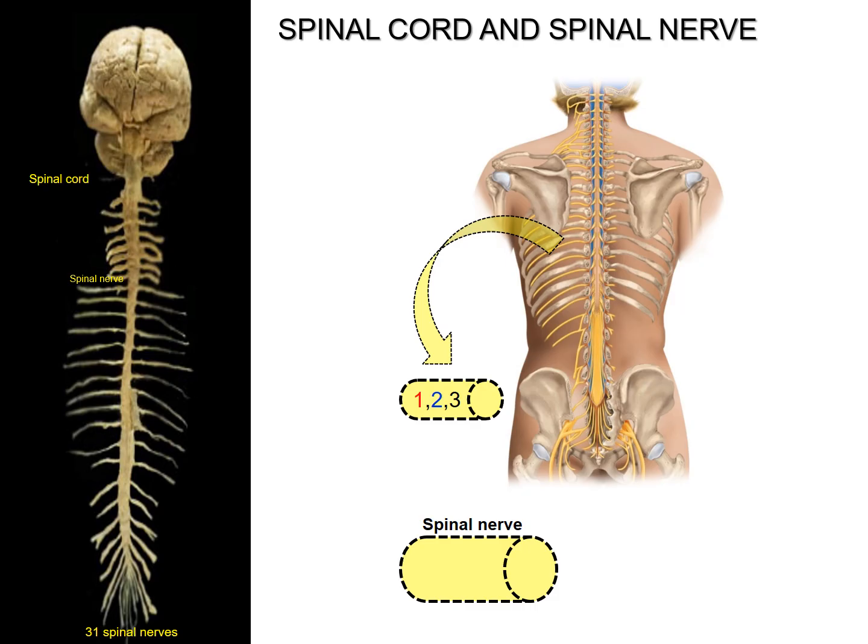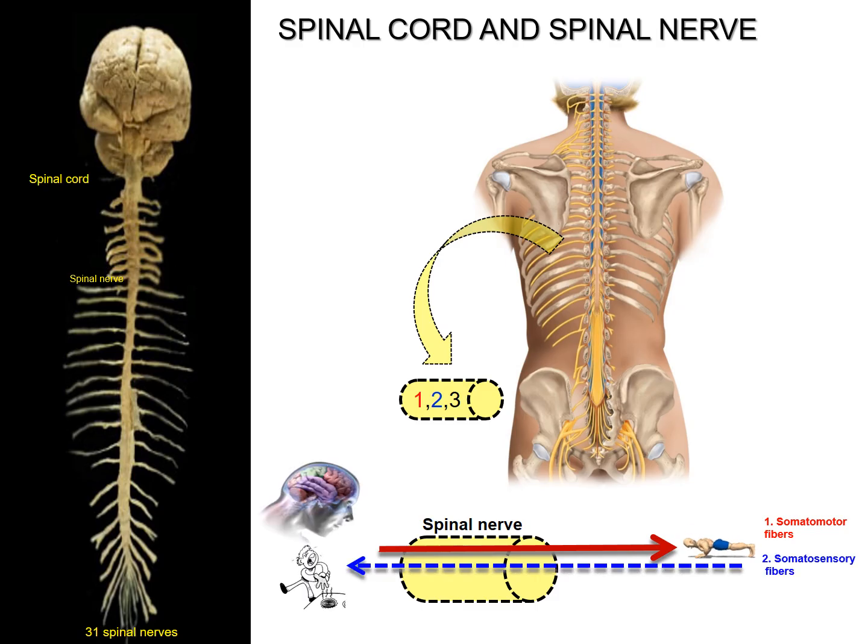First, we have efferent somatomotor or descending fibers, which transmit motor information from brain to muscles and innervate all muscles of our body. Second, we have afferent or ascending or somatosensory fibers, which transmit sensation from skin, like touch, pain, or temperature, from skin to brain.